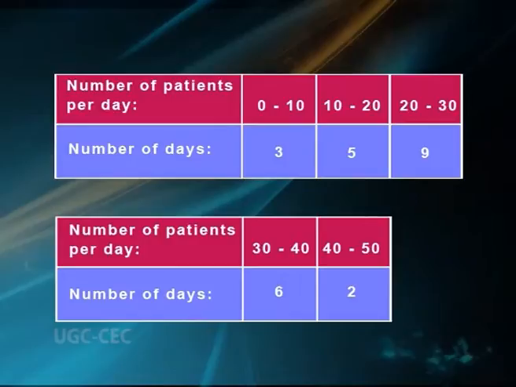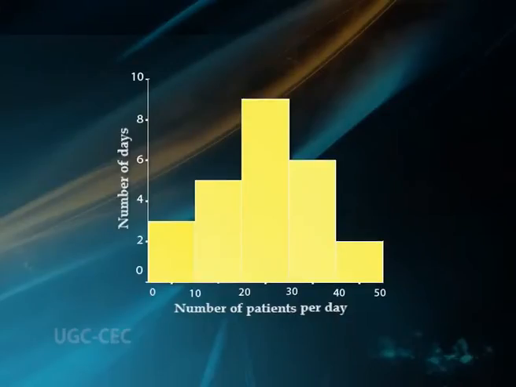Problem. Draw a histogram for the following data on the number of patients who visited a clinic, observed for 25 consecutive days. Number of patients per day: 0 to 10, 10 to 20, 20 to 30, 30 to 40 and 40 to 50. Number of days: 3, 5, 9, 6 and 2. Solution. The histogram is drawn by taking the class denoting the number of patients visiting per day along the x-axis and the frequency of each class along the y-axis. The histogram is as follows.